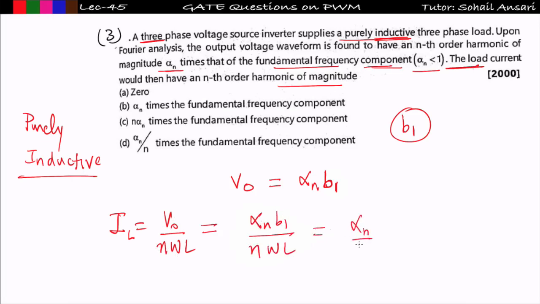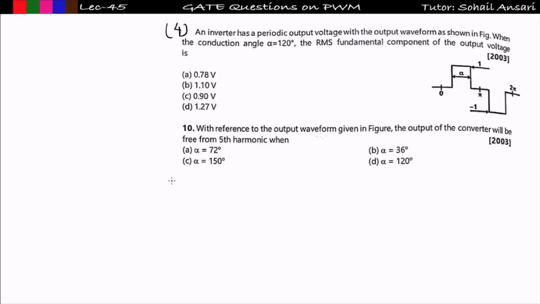This means it is alpha n upon n multiplied by B1, the peak value of the fundamental voltage, upon omega L, which is the fundamental XL, that is X1. So this will give me I1. So the load current is equal to alpha n by n times the peak value of current, that is the fundamental frequency component of current. So option D is correct. Got it?